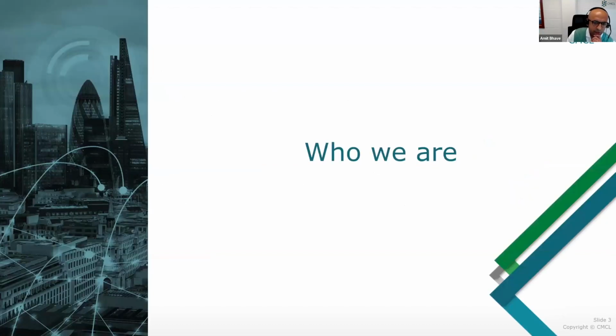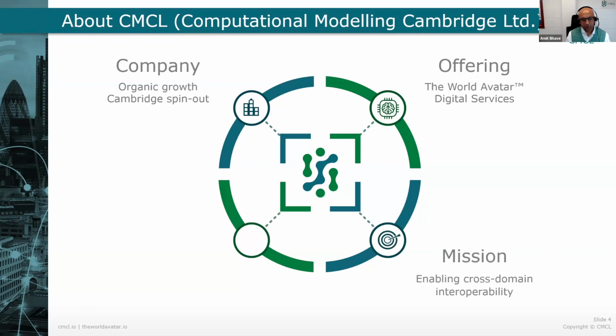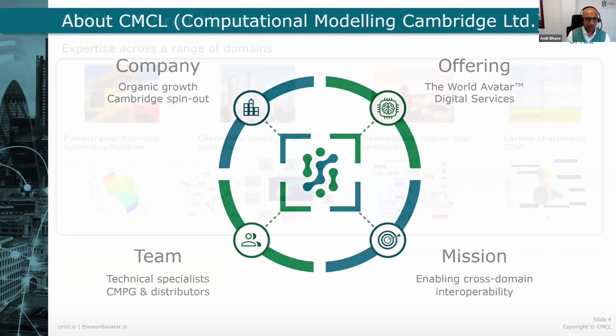So let's start with who we are. We are CMCL. CMCL stands for Computational Modeling Cambridge Limited. We are an organically growing company spun out of Cambridge. Tomorrow is actually our 16th birthday for the company. Our offering is the World of TAR. I'll go into details of what that actually means, and digital services powered by the World of TAR architecture. The mission is enabling cross-domain interoperability, and again, I'll give you examples of these. And this is done via our team, which comprises technical specialists, our daughter company, CMPG, based in Germany, and our distributors in India, China, Korea, Turkey, etc.